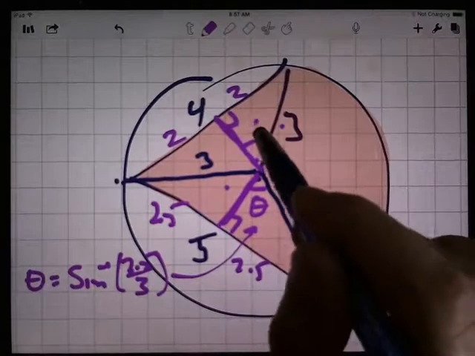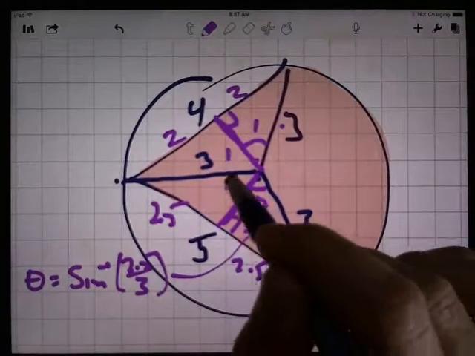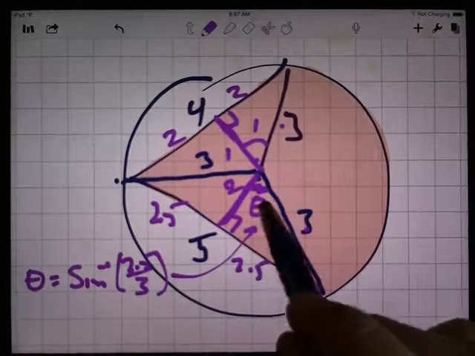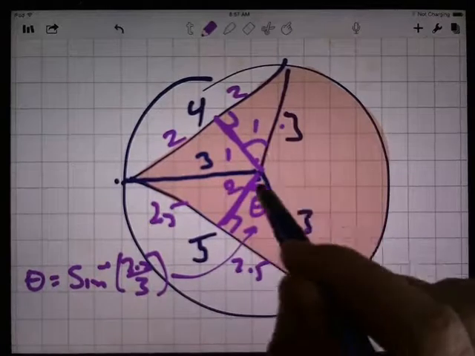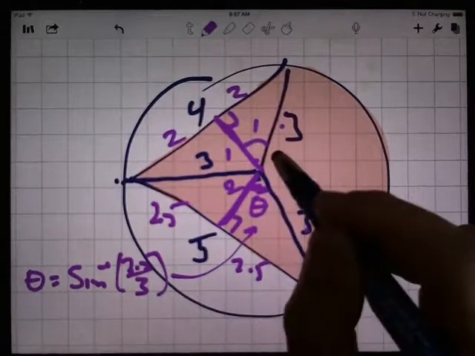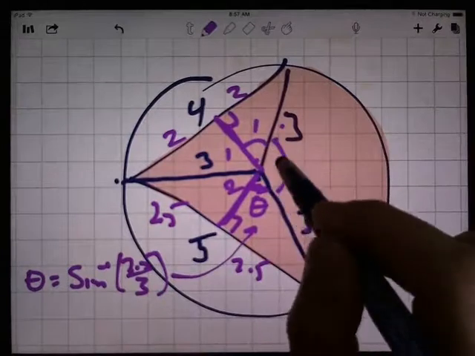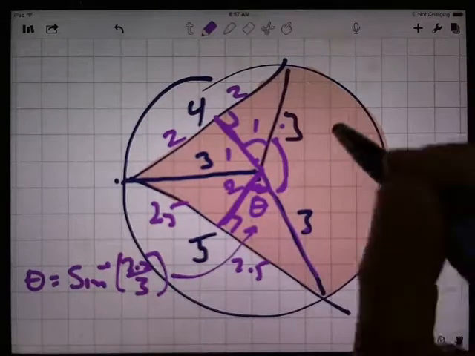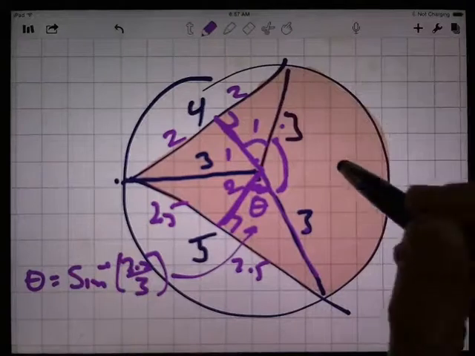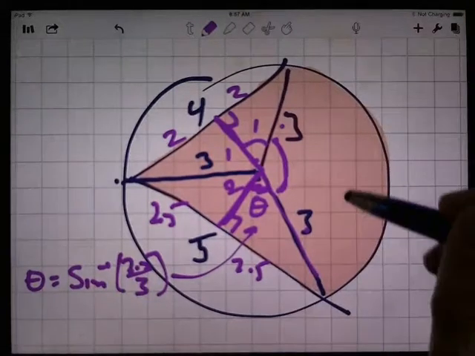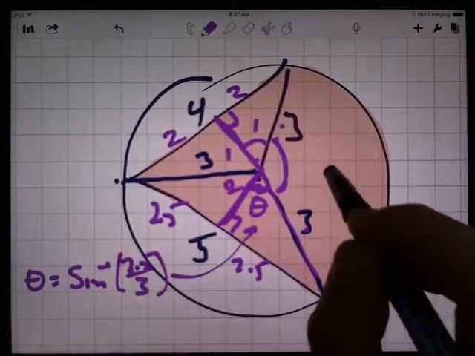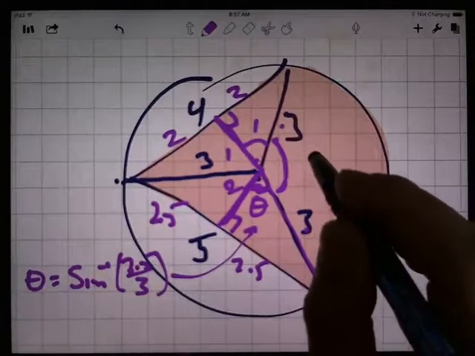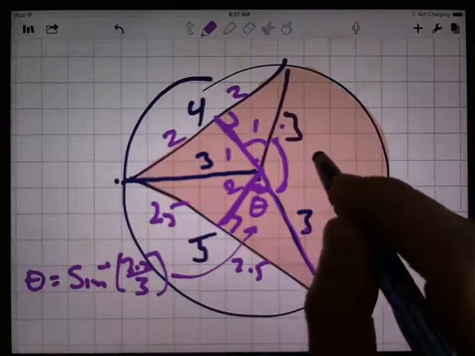So if I know what this angle is, and this angle is, and this angle is, and this angle is, then I can subtract from 2 pi, because it's 2 pi all the way around, so subtract all those angles, and then you get this angle there. If I know the angle and I know the radius, then I can find the area. I was going to say I was going to find the arc length, but what I'm looking for is the area, right? Because the area is 1/2 r squared theta, I think.